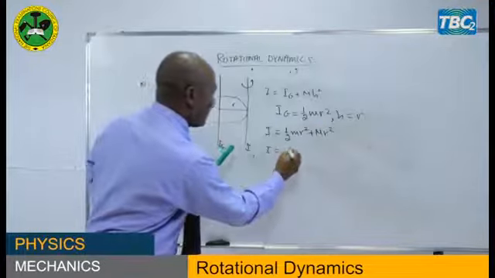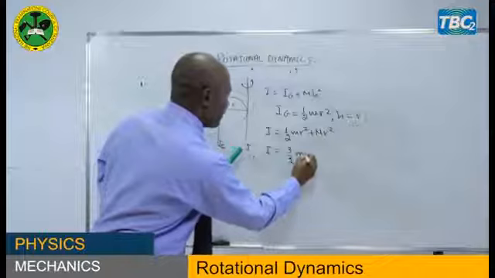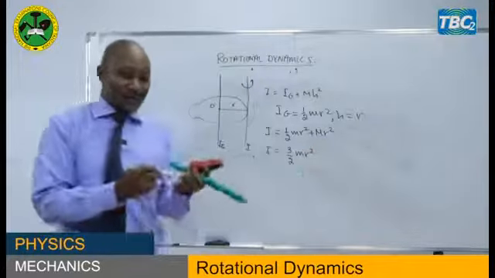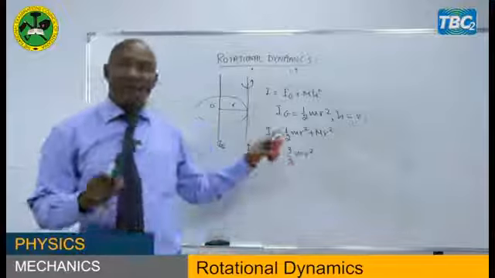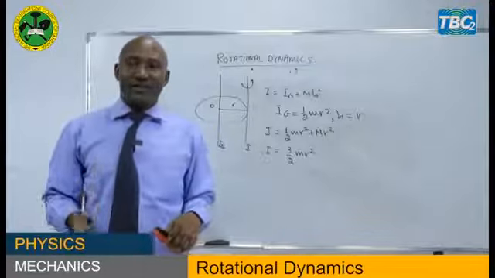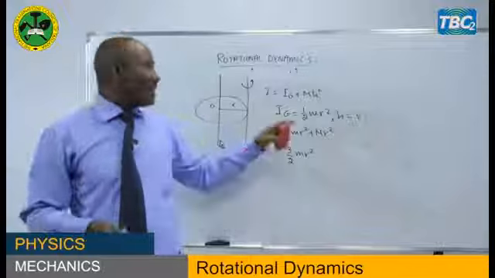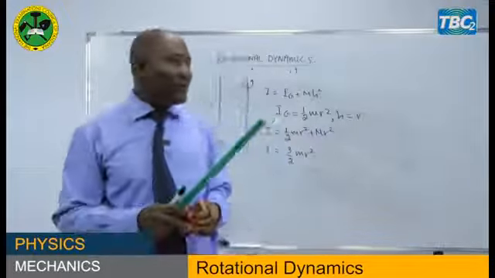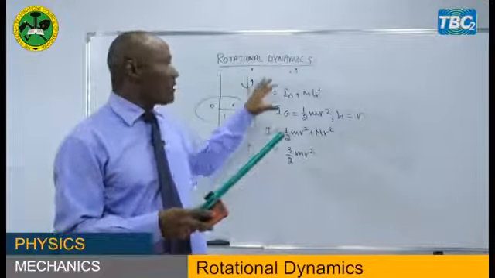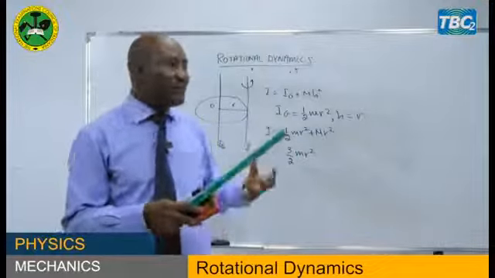That gives us 3/2 mr squared. This is the moment of inertia of the disk about its axis, which is passing through the circumference but perpendicular to the plane. I think now you are comfortable and you are aware of how to apply this parallel axis theorem.